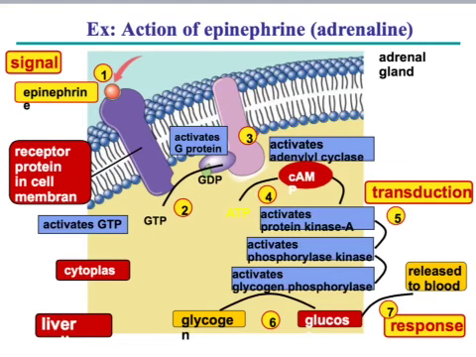Glycogen phosphorylase, so this is our transduction, is going to take glycogen and convert it into usable glucose, which is the response that your body wants. Once the glucose is made, it's going to be released into your blood. You now have the energy to lift cars and jump mountains and do whatever else it is you need to do.